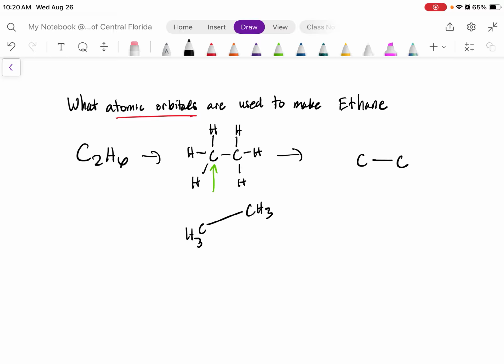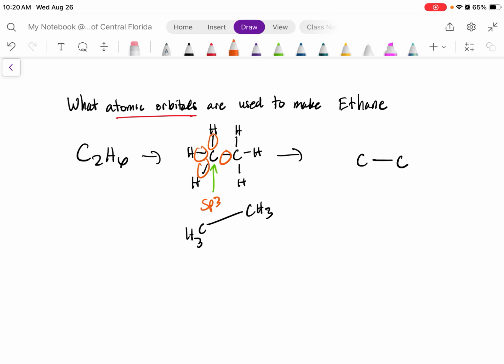So in short, how do I know that's sp3 hybridized? Because that carbon that I'm pointing to with the green arrow has 1, 2, 3, 4. So that has to be sp3 hybridized. And an sp3 hybridized carbon is going to have a tetrahedral geometry.